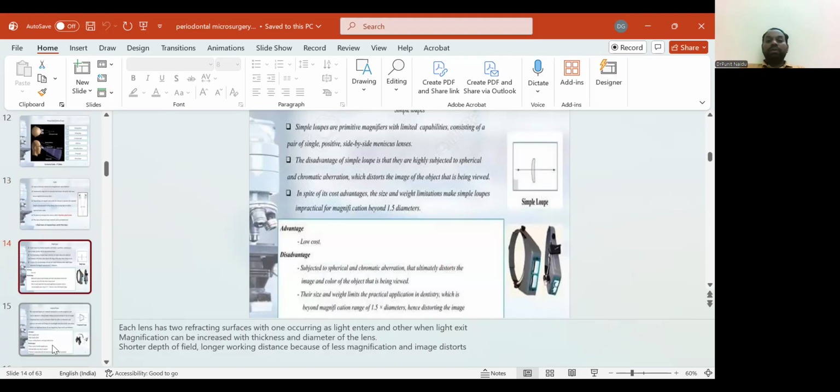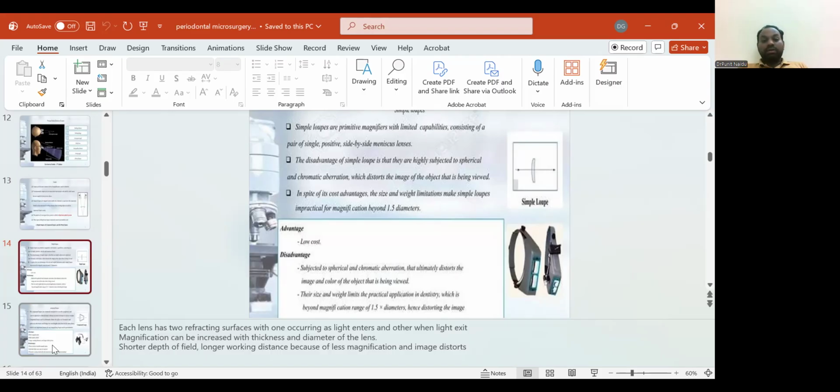Simple loops are primitive magnifiers with limited capabilities, consisting of a pair of single positive side-by-side meniscus lenses. The disadvantage of simple loops is that they are highly subjected to spherical and chromatic aberration, which distorts the image of the object being viewed. In spite of its cost advantage, the size and weight limitations make simple loops impractical for magnification beyond 1.5 diameters.